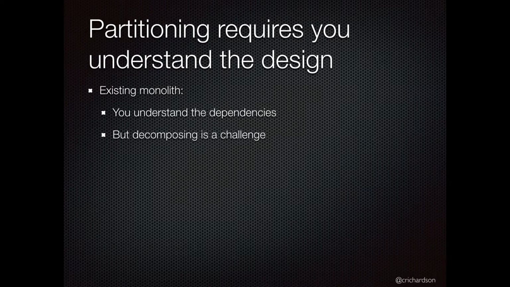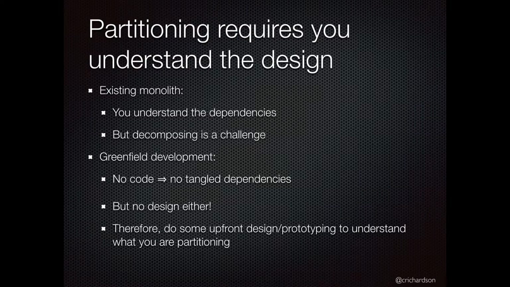So if you have an existing monolith, it's fairly straightforward to figure out how to partition it. You have an existing set of modules with dependencies between them, so you kind of know what it is that you want to break apart. There might actually be a challenge with untangling it and properly modularizing it in order to do that, but that's kind of a separate problem. What's a little more challenging is if you're doing greenfield development. On the one hand, you have no code, which means that you don't have any tangled dependencies, but you don't actually have a good sense of what the structure of the system actually will be.